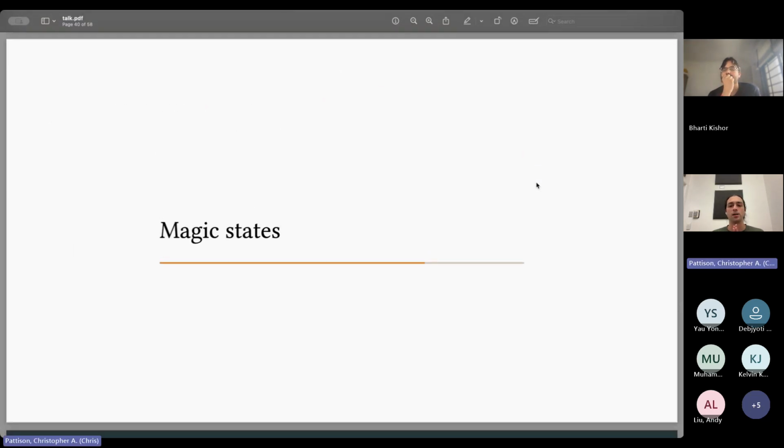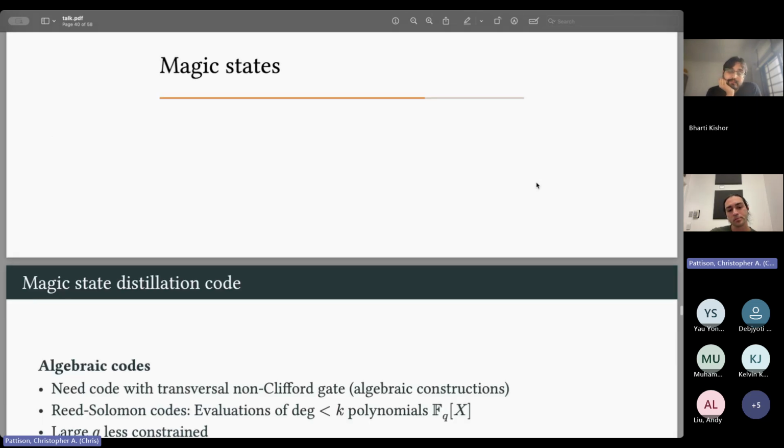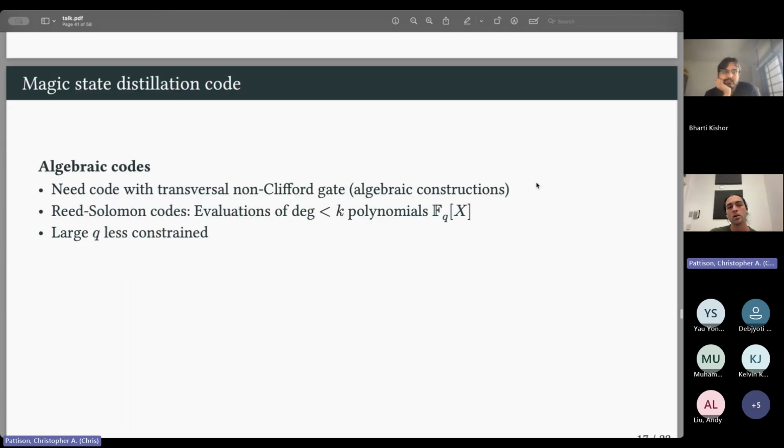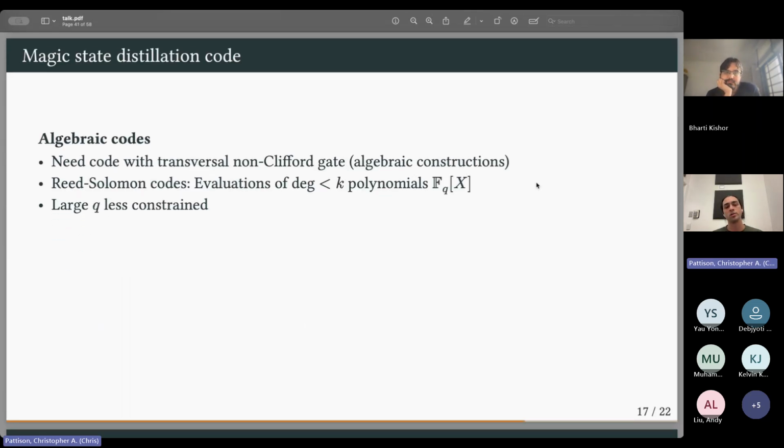So now, I know it's getting a little bit late, so let me briefly go over the magic state part of the scheme. So here we're going to do distillation again. But here we need a code with a transversal non-Clifford gate. And really the only way I know how to do this is by algebraic constructions. So think Reed-Solomon codes, Reed-Muller codes, these sorts of things.